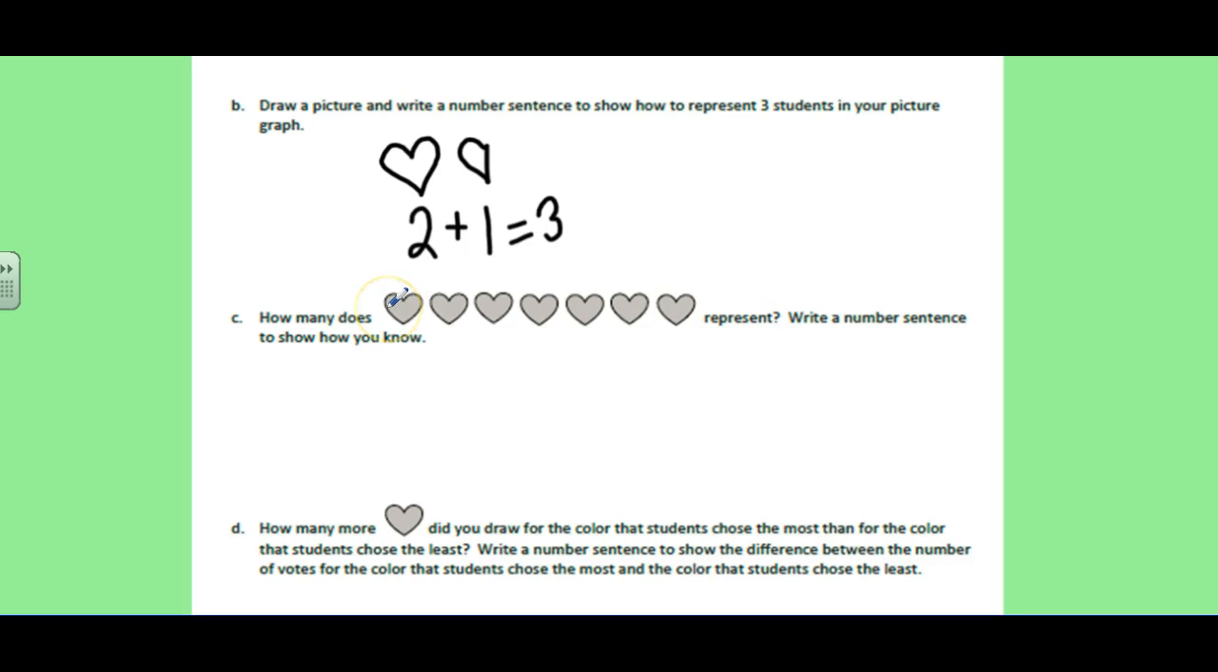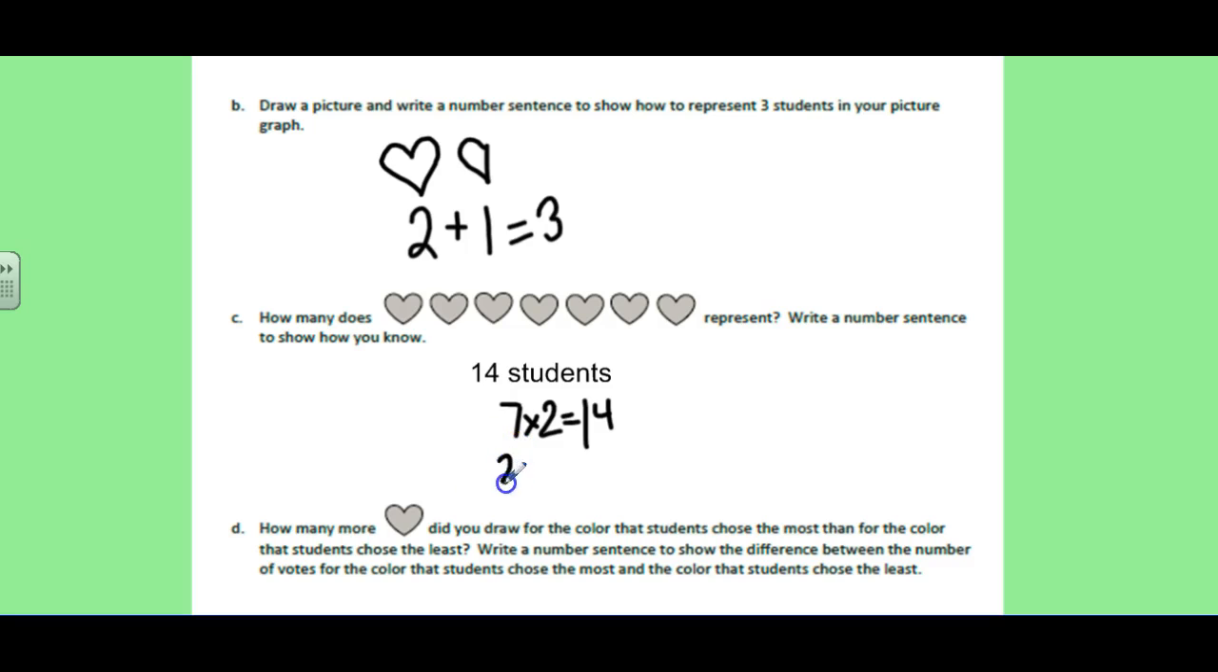So there could be a few number sentences, but I'm going to start by skip counting. This is 2, 4, 6, 8, 10, 12, 14. So from these hearts, there would be 14 students. A number sentence that I could put, because there's 7 groups, is 7 times 2, because each heart is equal to 2, and that's equal to 14.